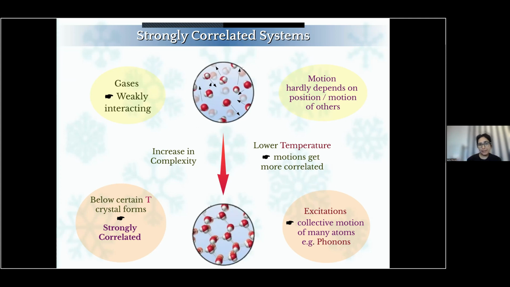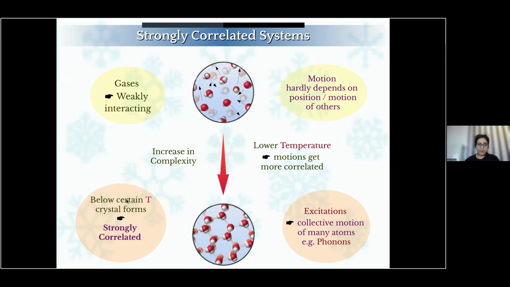to understand what I mean by that, suppose we take a box of gas molecules. Then we know that gases are weakly interacting. That means the motion or the position of one gas molecule hardly depends on the position or motion of the others. But now imagine lowering the temperature, when the motion of these gas molecules gets more and more correlated. And this also leads to an increase in complexity of the system.